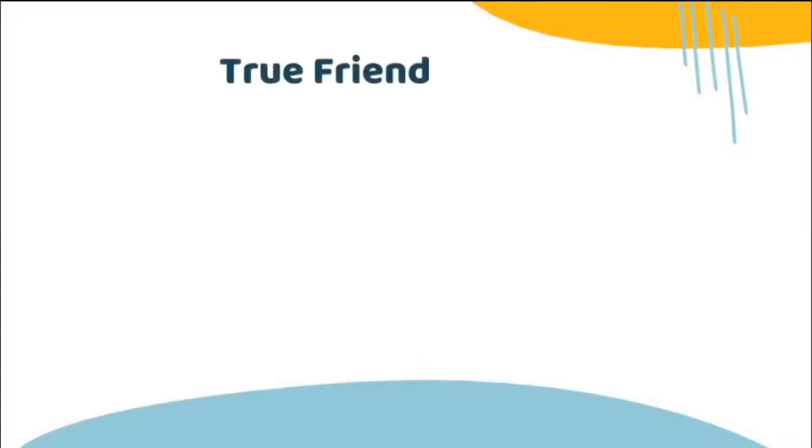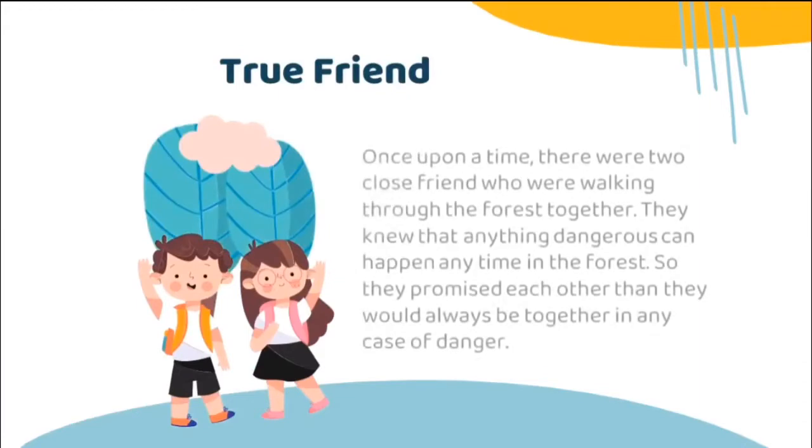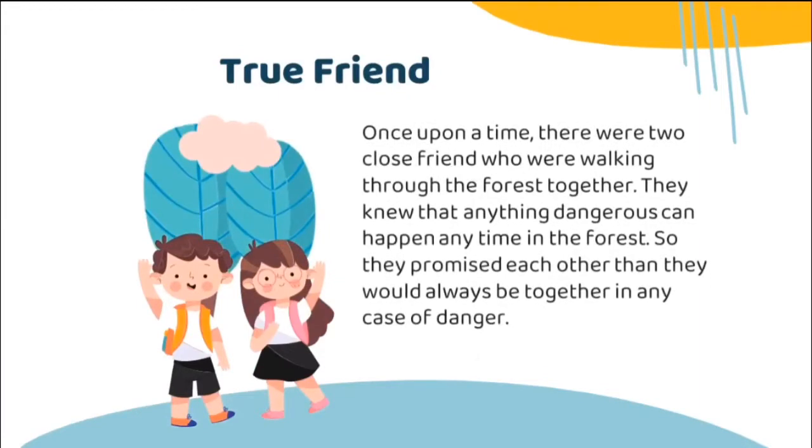Example of narrative text: True Friend. Once upon a time there were two close friends who were walking through the forest together, and they knew that anything dangerous can happen anytime in the forest. So they promised each other that they would always be together in any case of danger.